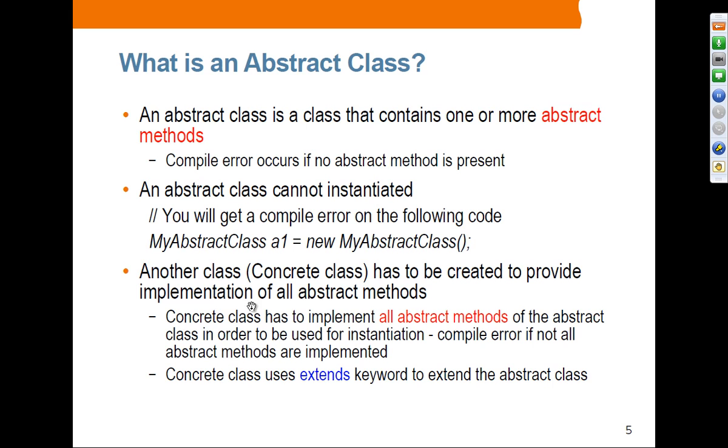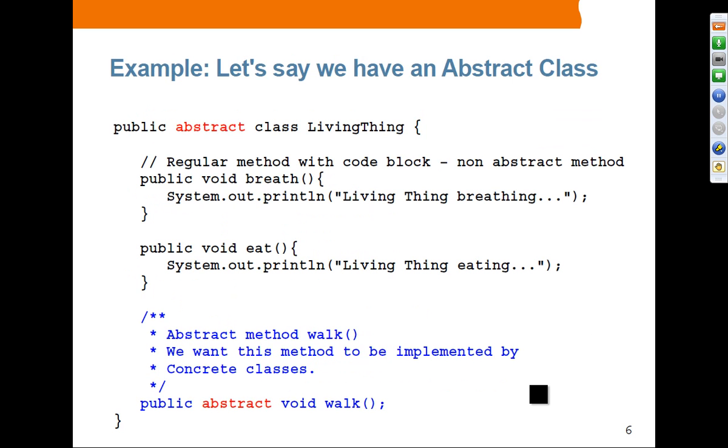So this concrete class could be used to create an object instance. Again, it will result in a compile error if not all abstract methods are implemented in this concrete class. Now, a concrete class will use the extends keyword to extend the abstract class. Okay, all right. You probably get confused. What are you talking about? So let's see an example.